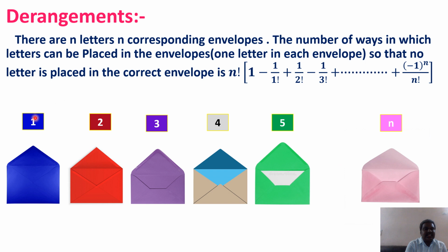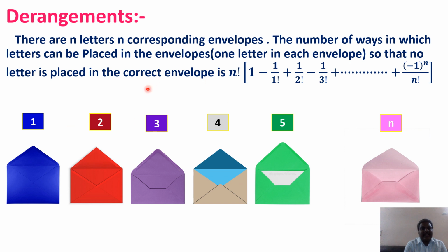Derangement means this is letter 1. It doesn't go to envelope 1. So this may go to either 2 or 3 or 4 or the nth envelope. Similarly, the second letter does not go to the second envelope. This may go into the remaining n minus 1 envelopes. In the same manner we can send the fifth letter to 1, 2, 3, 4 except 5, and up to n. So these are all derangements.